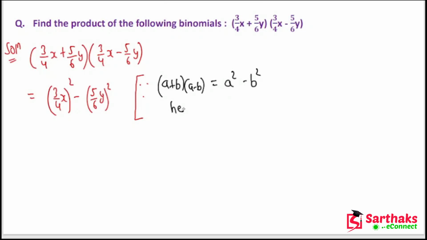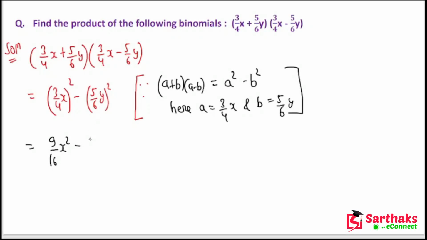And what have you taken a and b? A has been taken as 3 upon 4x and b has been taken as 5 upon 6y. So it would be a plus b into a minus b, that is a square minus b square. A and b are given, so it would be 3 upon 4 whole square, that is 9 upon 16 x square minus 5 square 25, 6 square 36, so it would be 25 upon 36 y square. Okay, so that would be the final answer.